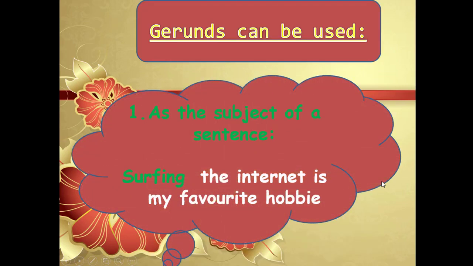After that, what are the types or the cases that we can add ing to the verb? Gerunds can be used as a subject of a sentence. For example, surfing. This is the subject here, not like he is surfing. If you say he is surfing or she is surfing, surfing will be a verb, but here surfing as a subject. Surfing the internet is my favorite hobby.